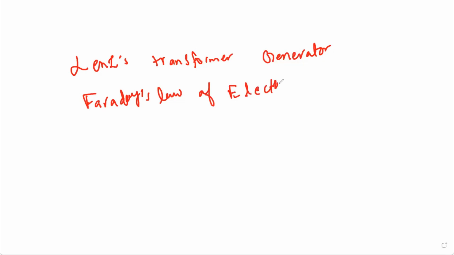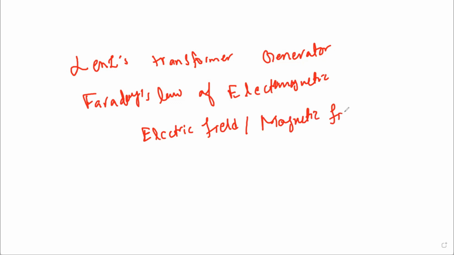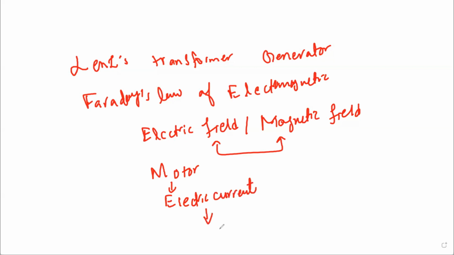Faraday explained to us that where there is an electric field, there is a magnetic field, and we can get something out of it. For example, when it comes to motors, we are using electric current, which is being converted to mechanical work.